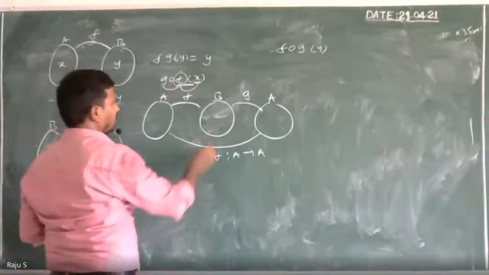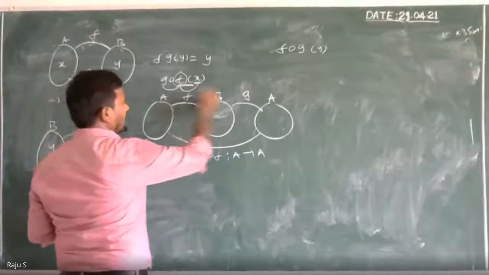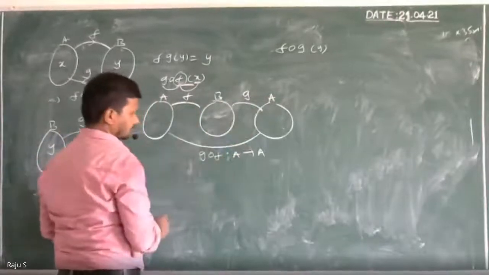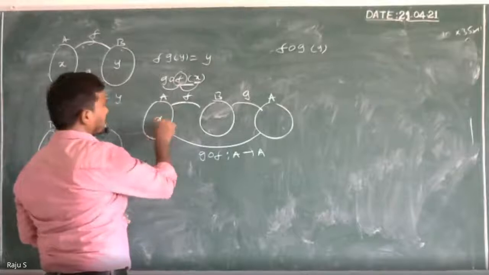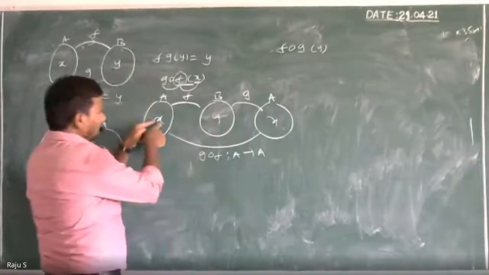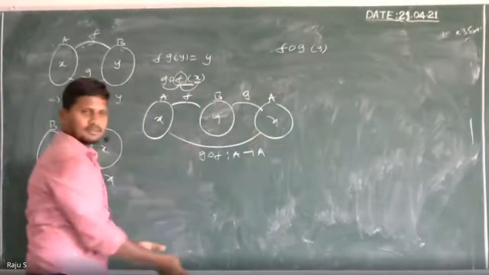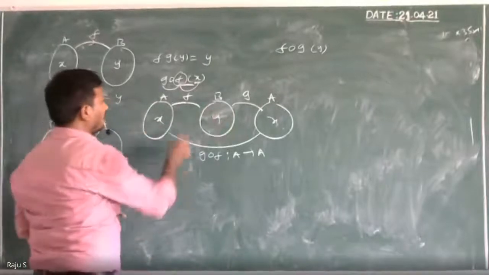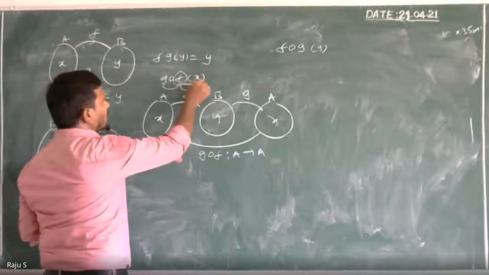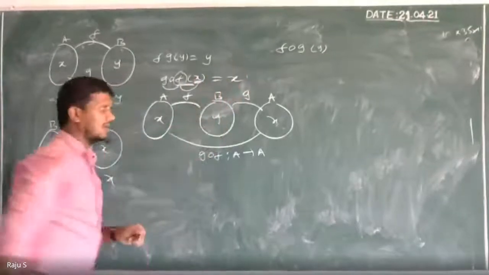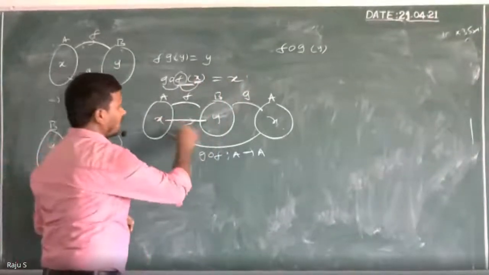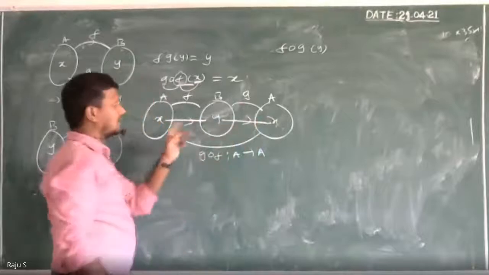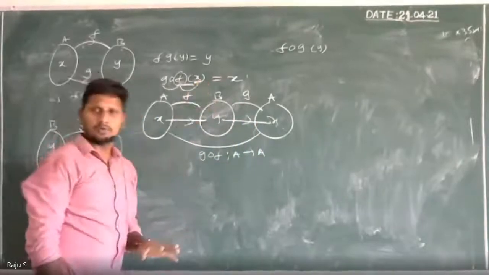Anyhow, finally, g circle f means it starts with A and ends with A, from A to A. If we give an input, what is the output? Again x. If you give the input, the output is also the same. For g circle f, the input I am giving is x, and the output finally we get is x. So x is mapping to y, and y is mapping to x. Finally, input x, output also x.